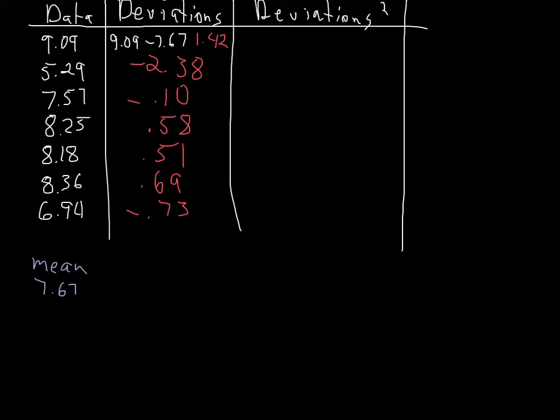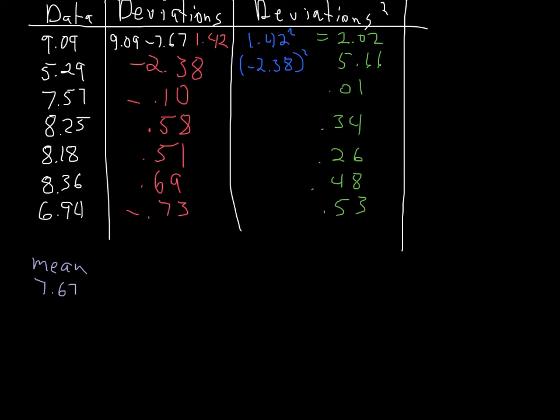Okay, the next step is we're going to take each of those deviations from the mean and we're going to square those values. So we're going to take 1.42 and square it. We're going to take negative 2.38 and square it. And you'll find that all of our values end up being positive. So this first one ends up being 2.02. The second value is a positive 5.66, and then that continues all the way down. So there we have the deviations from the mean squared.